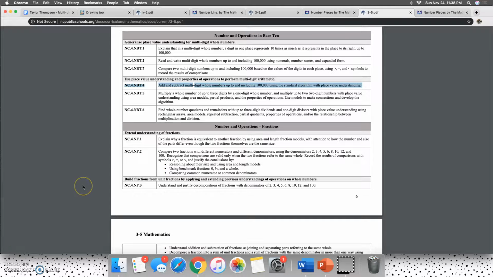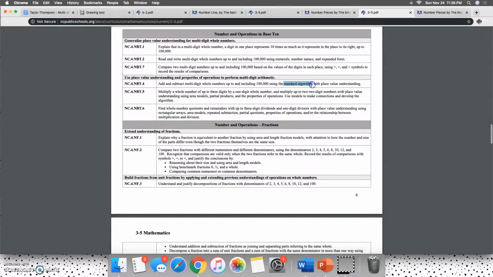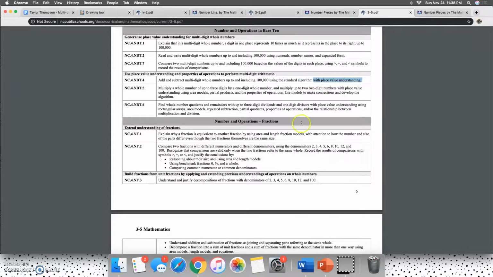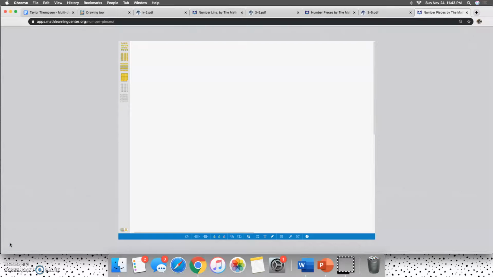The standard for fourth graders for this problem would be NC.4.NBT.4, which is another Number and Operations in Base 10 standard. And it says to add and subtract multi-digit whole numbers up to and including 100,000 using the standard algorithm with place value understanding. The important concept here is standard algorithm with place value understanding. In fourth grade, students should be using the standard algorithm to solve problems, but they should still show their understanding using base 10 blocks of place value.